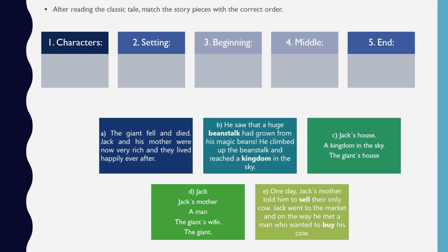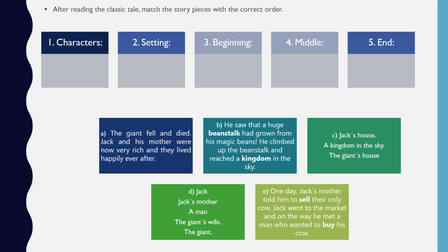After reading the classic tale, match the story pieces with the correct order. 1. Characters. 2. Setting. 3. Beginning. 4. Middle. 5. End. A. The giant fell and died. Jack and his mother were now very rich and they lived happily ever after.